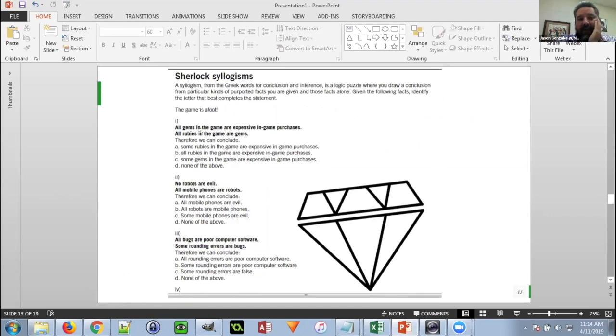For example, it says all gems in the game are expensive in-game purchases. All rubies in the game are gems. So we talk about rubies being a subset of gems. But again, I let the kids filter through it. I do as little leading as possible. I'm there just to facilitate and make sure they understand maybe the mechanics of the puzzle, but I let them work through it. Even if they're wrong, I'm like, okay, we can all work together, and then we take a consensus.